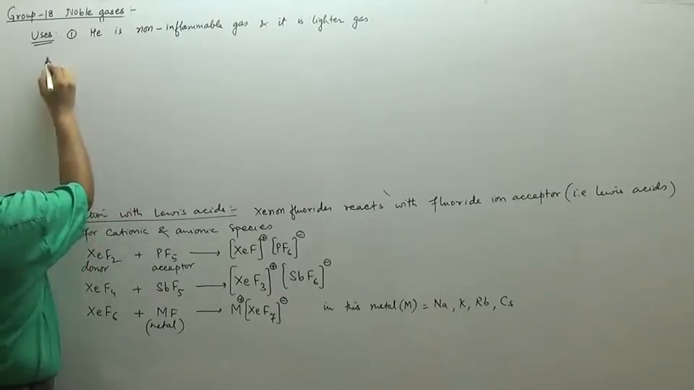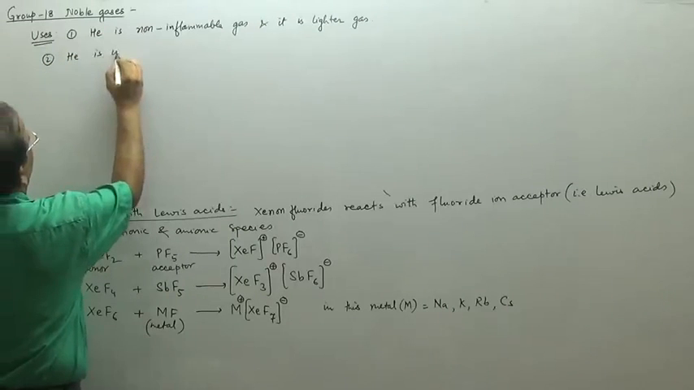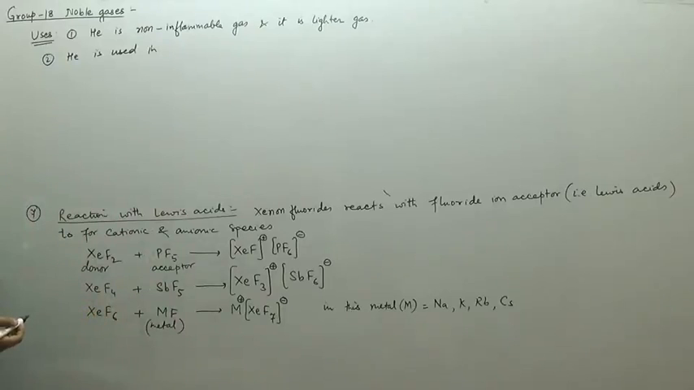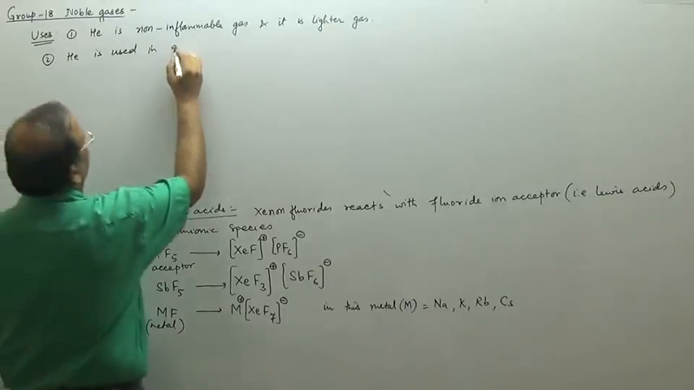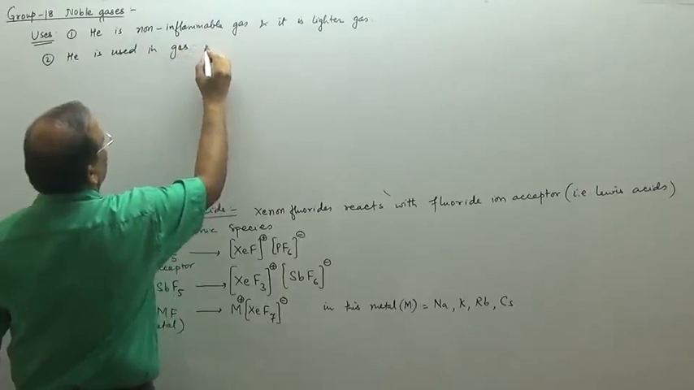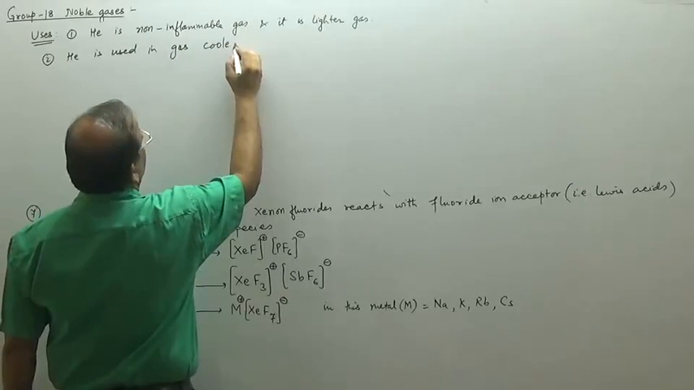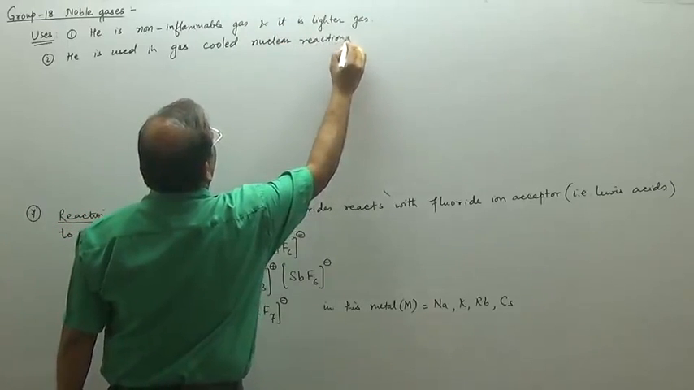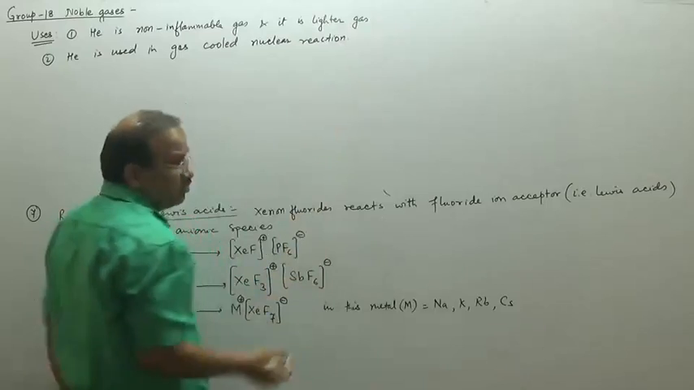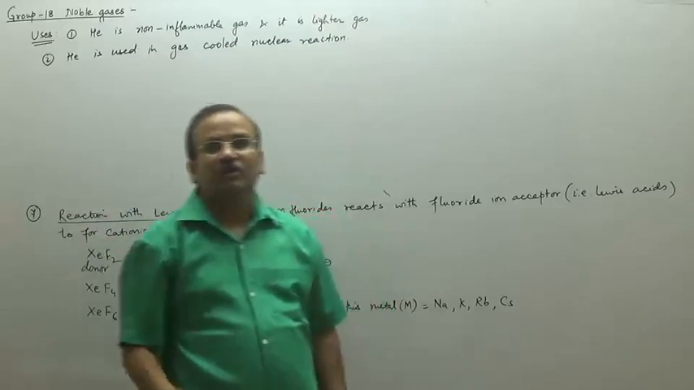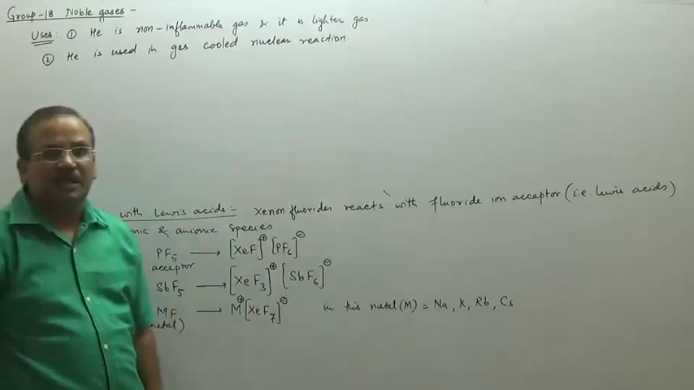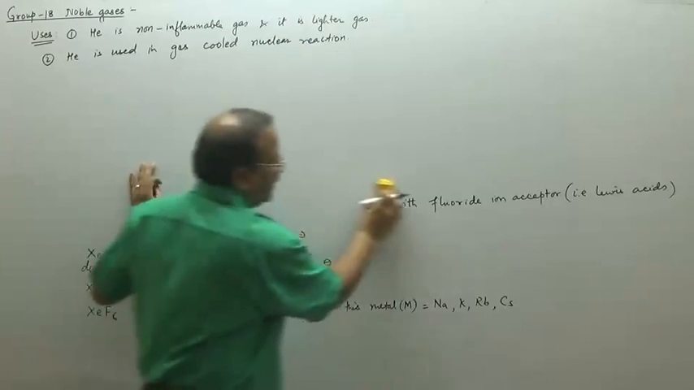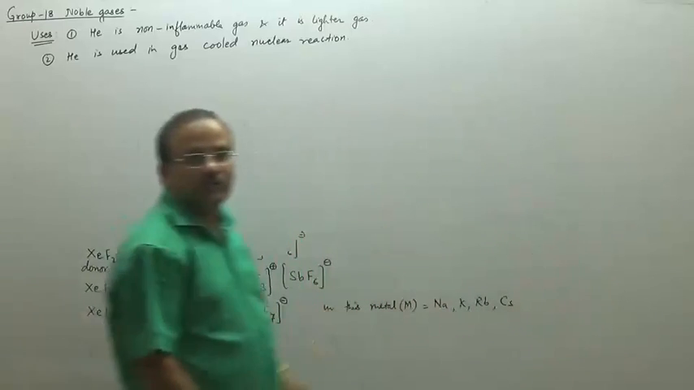Helium is used in gas-cooled nuclear reactors, because of its cooling effect. We know that the boiling point of helium is 4.2 Kelvin, so its boiling point is very low. So this is used in the gas-cooled nuclear reactors, we can say.